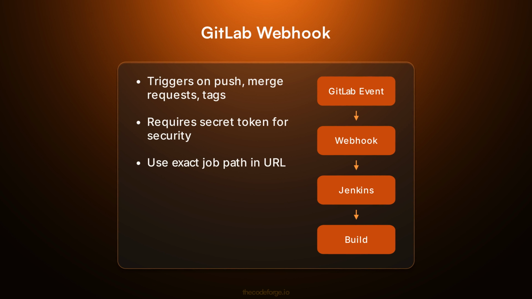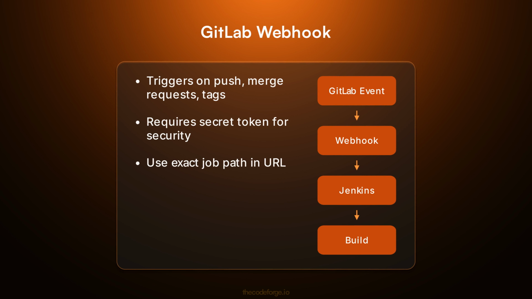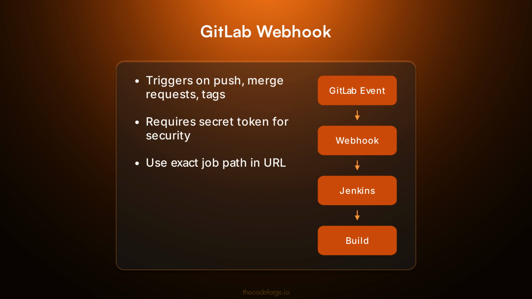GitLab Webhook uses the GitLab plugin. It can trigger on merge requests, tags, and pushes. Always configure a secret token both in GitLab and Jenkins to reject unauthorized requests. The job name in the URL must match exactly.